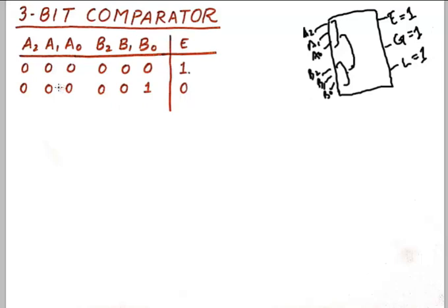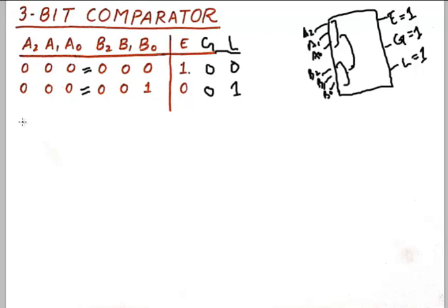So when you take these two sets of inputs together, they will constitute 6 bits. However, if you look at the first combination, when A2, A1, A0 is 0, 0, 0 and B2, B1, B0 is 0, 0, 0, these two numbers are equal, so E will be set to 1, and at the same time G will be set to 0, L will be set to 0. Now A is less than B in the second case, so this one will be set to 1 and this will be 0, and so on and so forth.